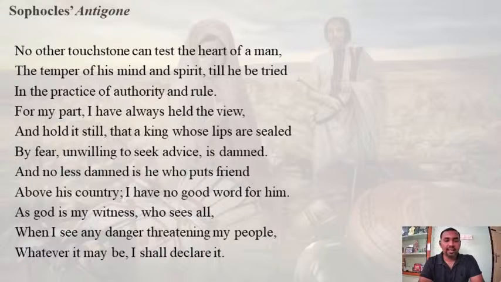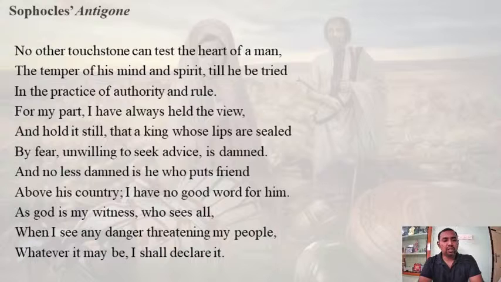So he says that a king who does not seek advice, a king whose lips are sealed, who does not speak when he has to speak, is fated to be damned. And no less damned is he who puts a friend above his country. So if a king does something as a favor for his friend at the cost of his country, then he is more damned.